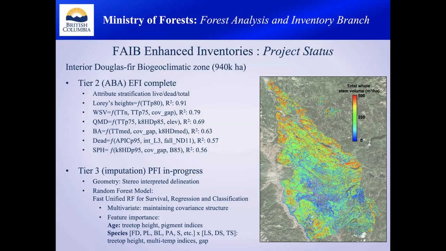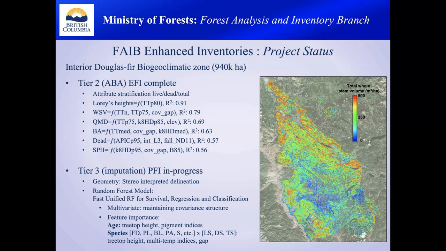Currently we're in the Tier 3 portion of this EFI, or predictive forest inventory, and that involves estimating the attributes that have a less intrinsic or deterministic relationship with the metrics being applied in the model, so species and age. Tier 3 also involves stand delineation. We've stepped away from a data-driven delineation due to some feedback from our spatial inventory group, so we're going to be doing a stereo interpreted delineation for this unit.